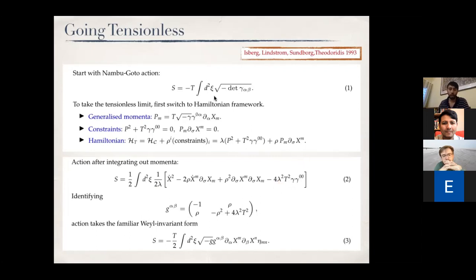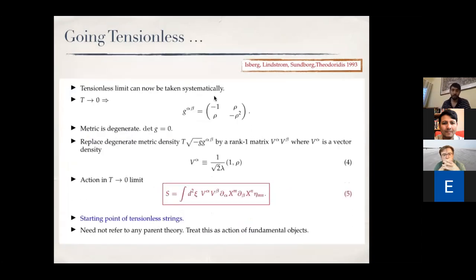This term will just drop off and you're left with something which looks fine, right? But this is a singular limit and that should show up somewhere. And what happens is, as you can see, that the determinant of this metric when you take t to 0 is going to go to 0. Right, so that's the signature of the fact that the metric is going to become degenerate.